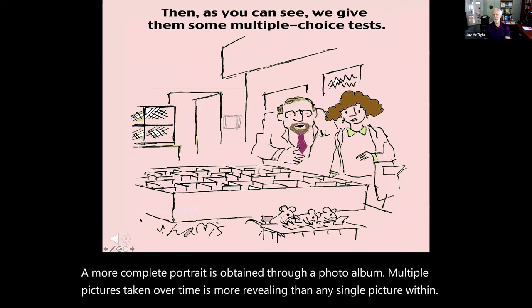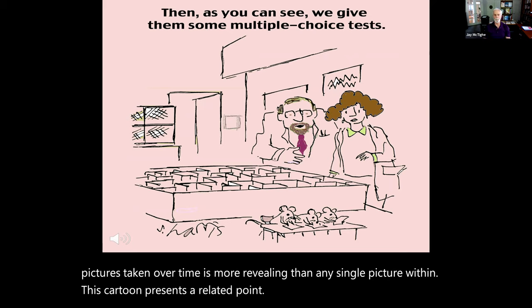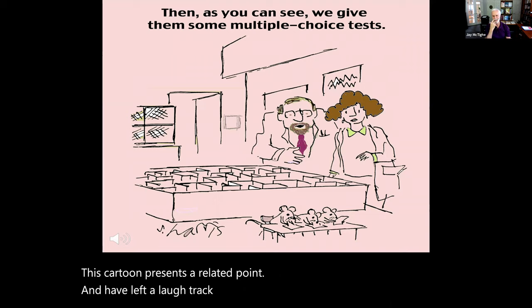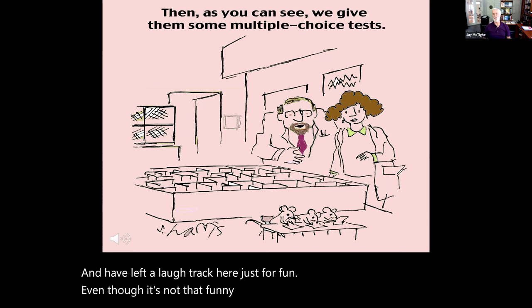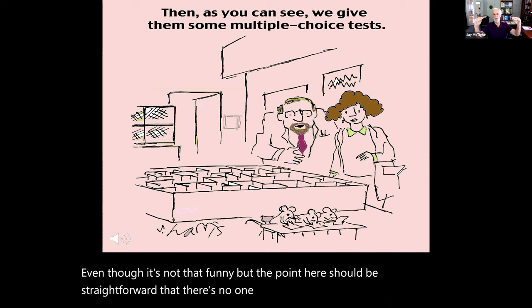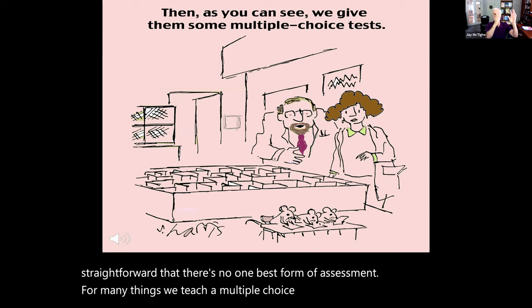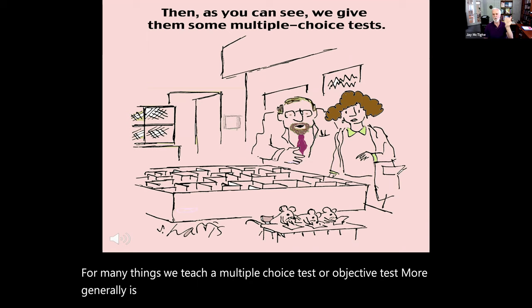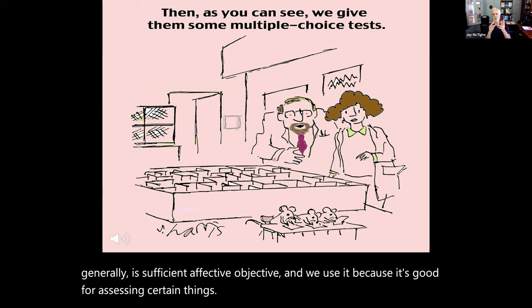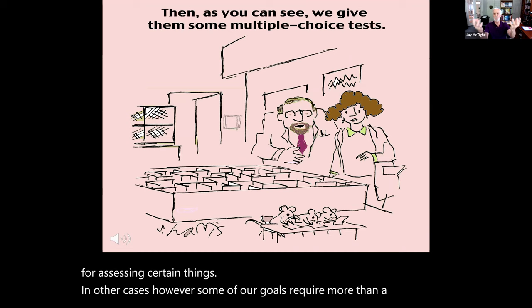This cartoon presents a related point. And I have a laugh track here just for fun, even though it's not that funny. But the point here should be straightforward, that there's no one best form of assessment. For many things we teach, a multiple choice test or objective test more generally is efficient, effective, objective, and we use it because it's good for assessing certain things. In other cases, however, some of our goals require more than a multiple choice test to give us the proper evidence to make the right inferences.